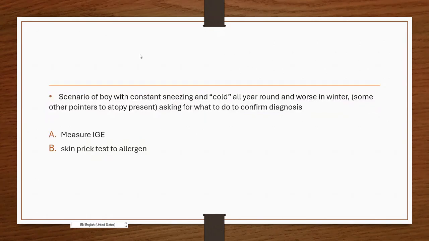All right, the next one. A scenario of a boy with constant sneezing and cold all year round, worse in the winter. Some other pointers to atopy are present, and it asks what to do to confirm the diagnosis. A, measure IgE. B, skin prick test to allergen. What should you do?